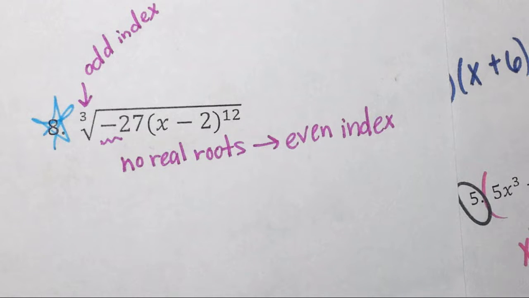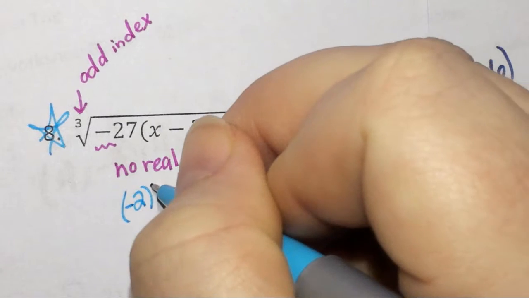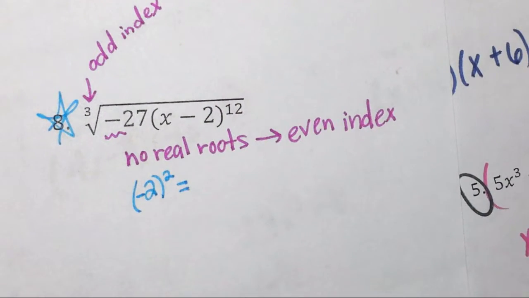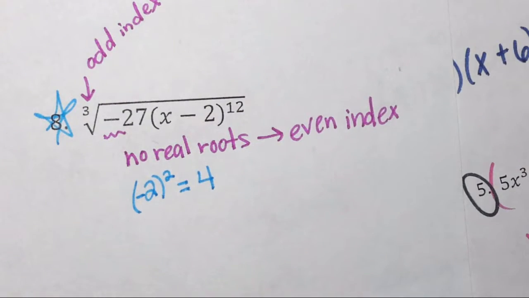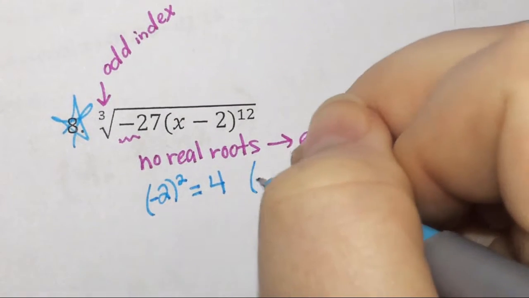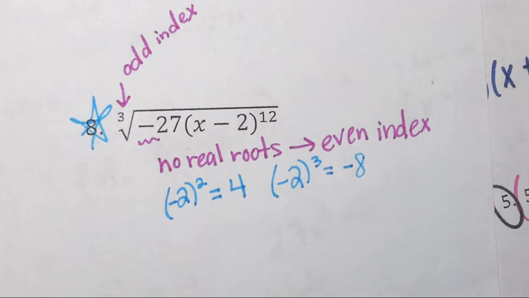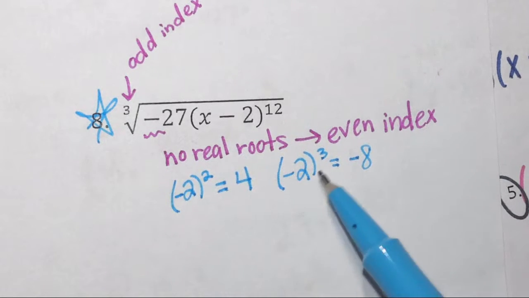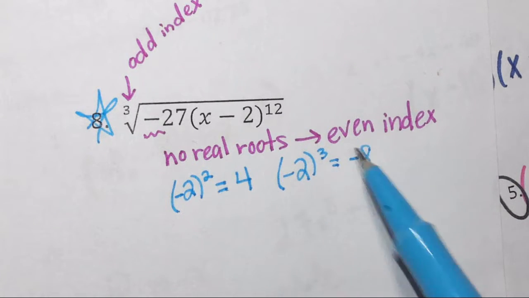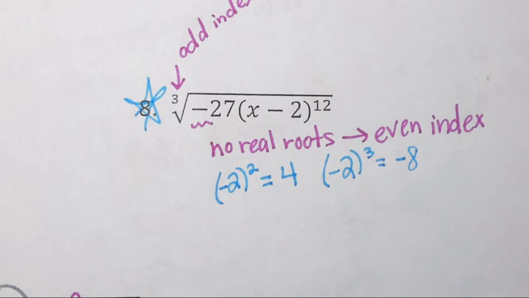Now, why does it matter if we're even or odd? It all has to do with exponents. So, for instance, we know negative 2 squared is actually positive 4. But negative 2 to the third isn't positive 8, it's negative 8. So there is a way to end up getting a negative cube root, because negative 2 to the third is negative 8. So odd indexes are special. So there actually is an answer to this problem.